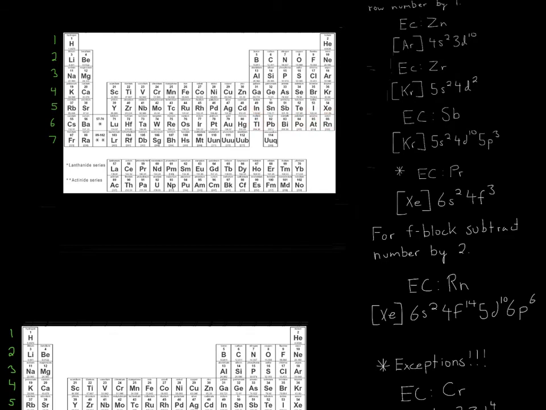So now you can do nearly every single electron configuration. The only thing is that there actually are some exceptions to the rule, meaning everything that I've taught you so far will always be the same. That's how it works. There's no changes.